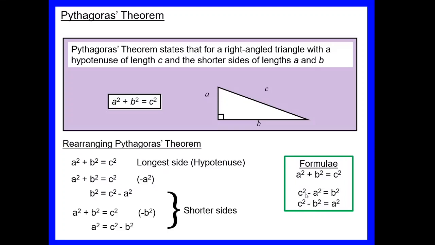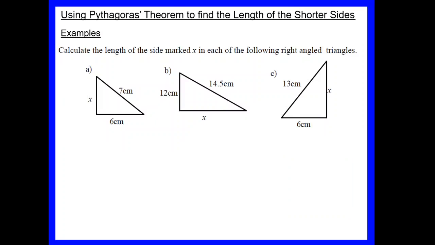So it's always the longest side squared, subtract one of the shorter sides squared to give us the square of the other shorter side. Okay, make sure you've made a note of that before you move on. So let's have a look then at some examples of how to find the shorter side.